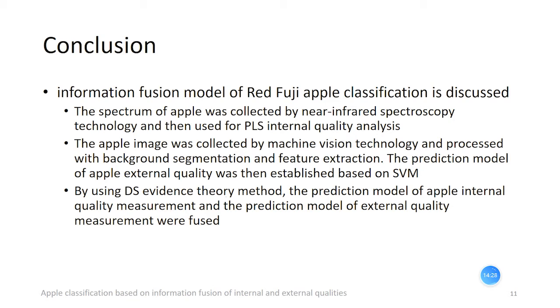The apple image was collected also by machine vision technology and pre-processed with background segmentation and feature extraction. The prediction model of apple external quality was then established based on support vector machine. By using Dempster-Shafer evidence theory, the prediction model of apple internal quality measurement and the prediction model of external quality measurement were fused to improve the accuracy and certainty of the red Fuji apple classification model.